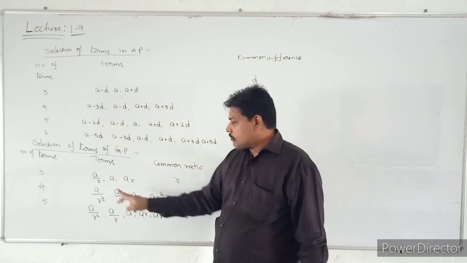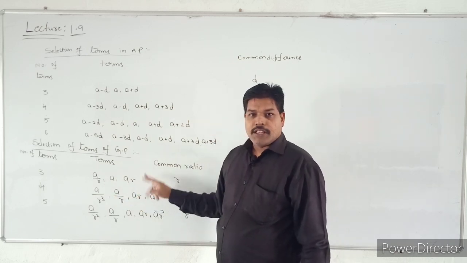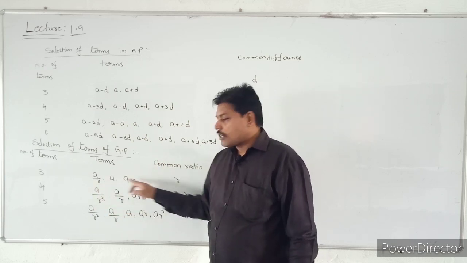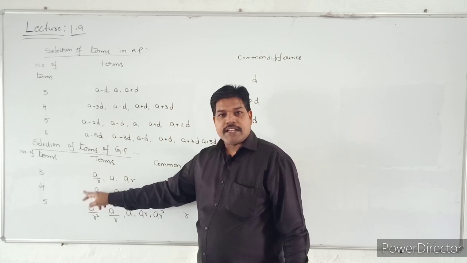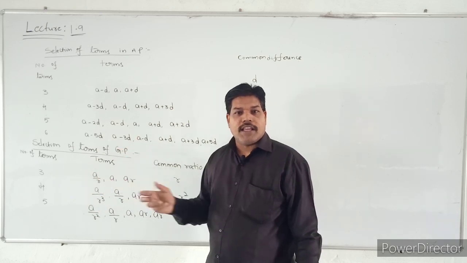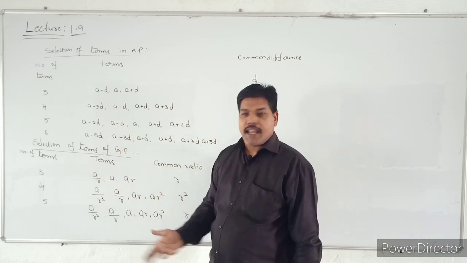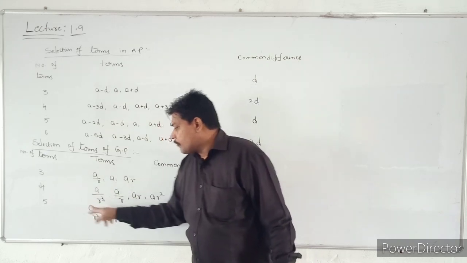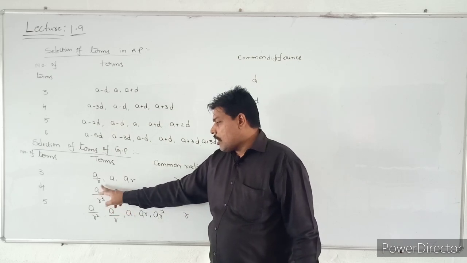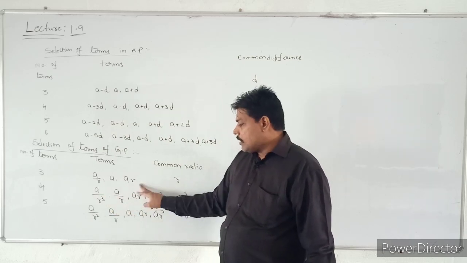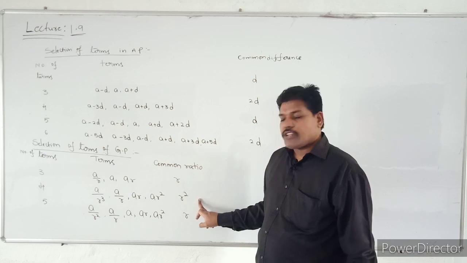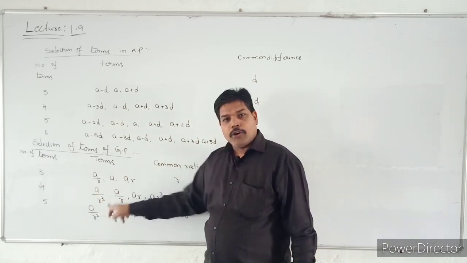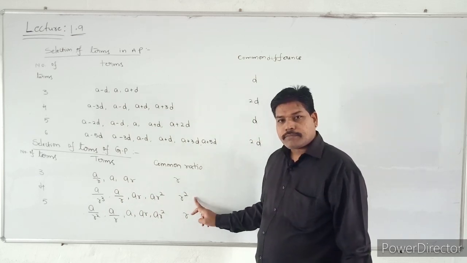Why am I taking it like this? If you multiply these 3 terms, and in the question they give you the product of the 3 terms as some value, r will be cancelled and you will get a cube. Then automatically you will get the value of a easily. That's why we take it in this manner. Similarly, if n is equal to 4, the terms are a by r cube, a by r, a r, a r cube. What is the common ratio? It is r square: a by r divided by a by r cube will become r square.